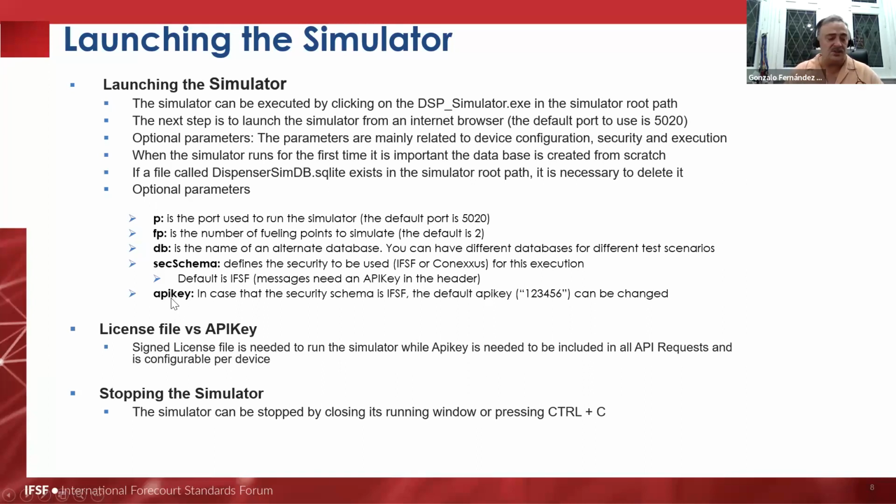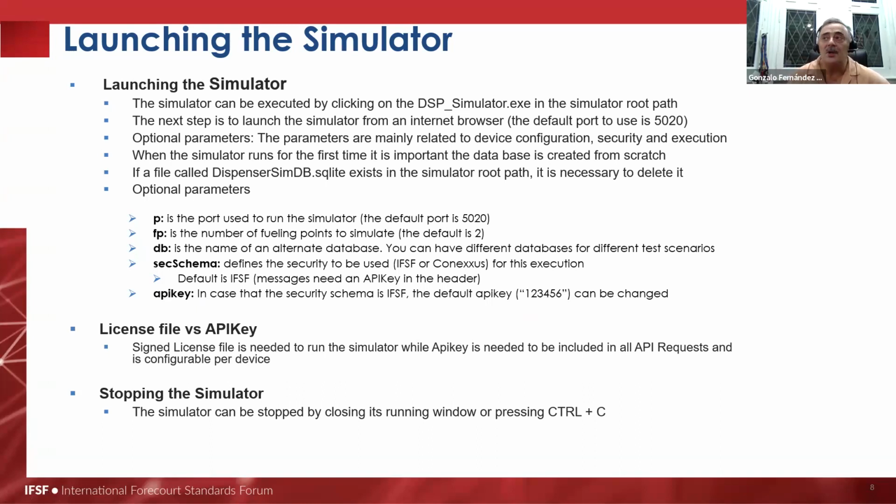This API key is just the key that is used by any API to connect to the dispenser. This is not related to the license. This is related to the device security key. We are using 1, 2, 3, 4, 5, 6 for the simulator. It could be changed, but definitely if you make an actual device, you should use a different key that you will have to agree on with controlling devices in the market.